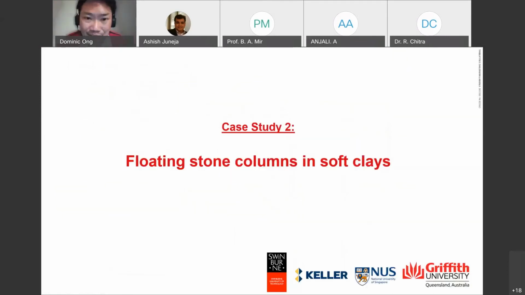So that was case study 1 on microtunneling. I'm going to lead you into case study 2 here, where again I try to show the effectiveness of the power law and also the generalized tangential approach in serving our needs of characterizing c' and phi'. I will also present to you these floating stone columns in soft clays, and how we characterize the stone column materials using exactly the same way as we characterize the tunnel spoils.